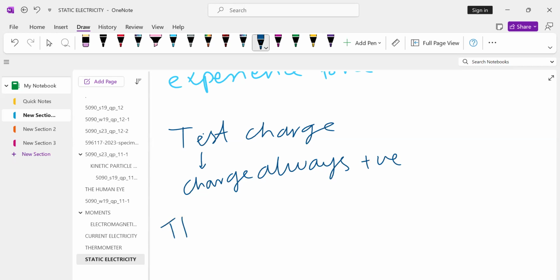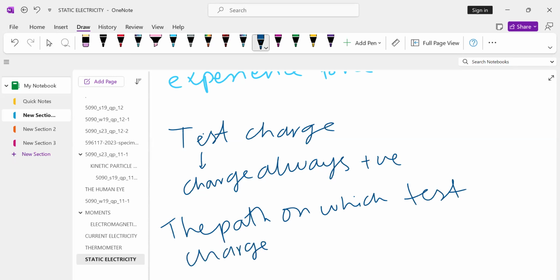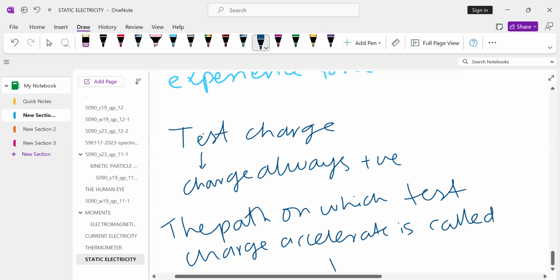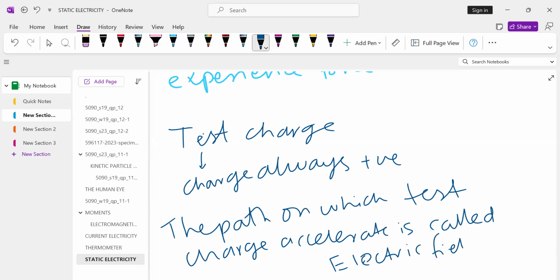The path on which the test charge accelerates is called an electric field line. This is the definition of an electric field line. The path on which the test charge accelerates is called an electric field line. The test charge is used to draw the electric field, and the test charge is always positive.